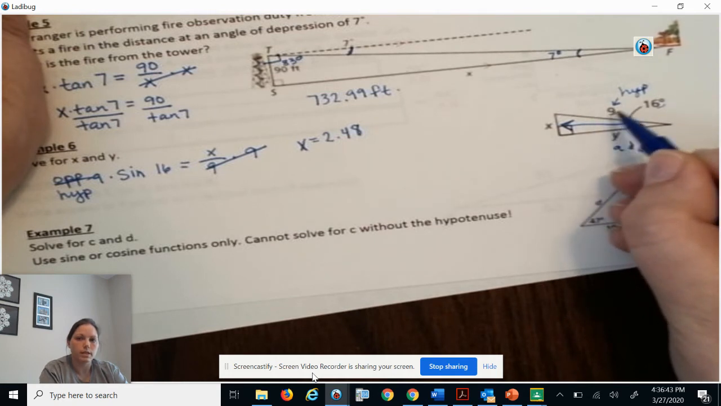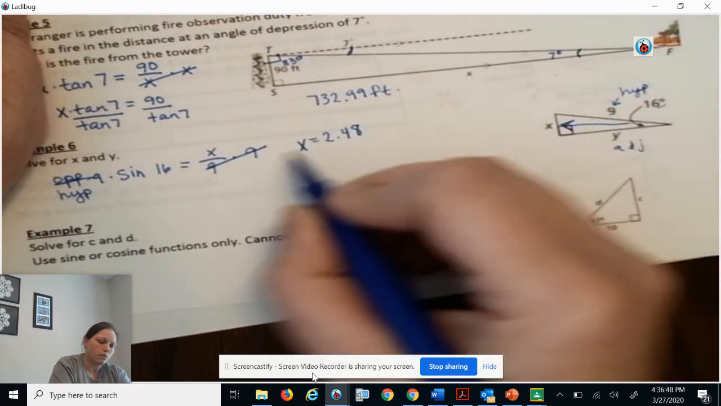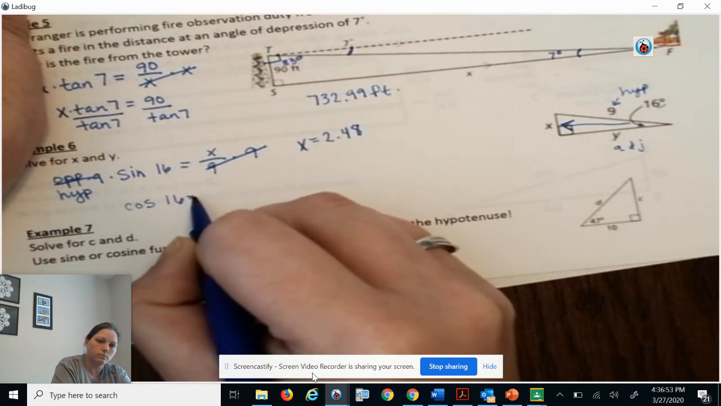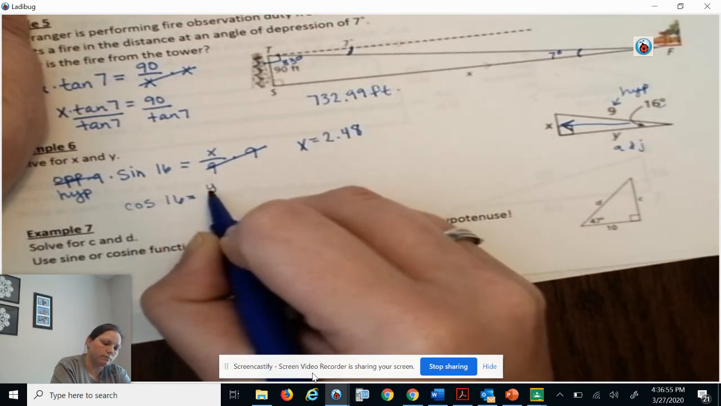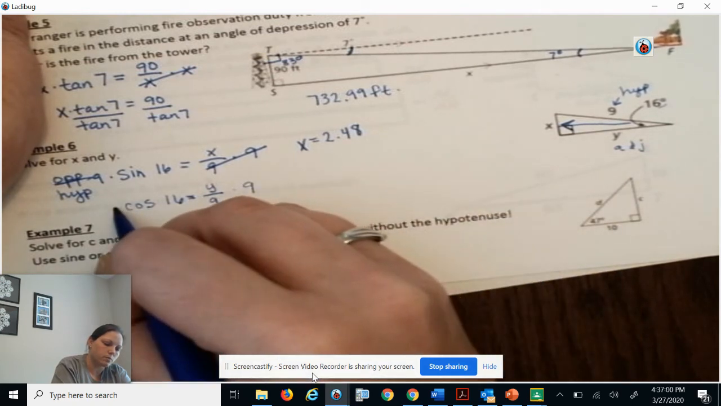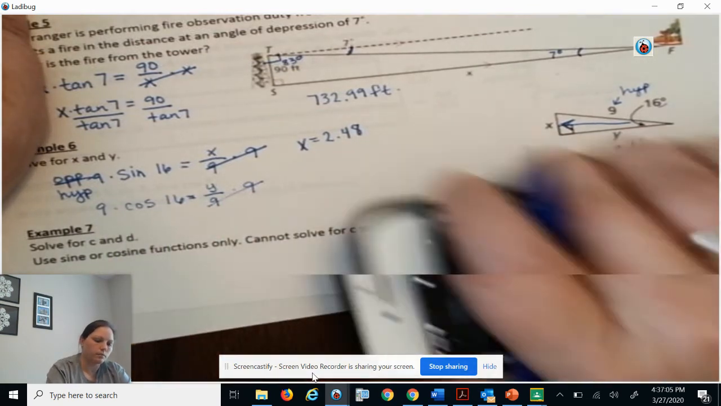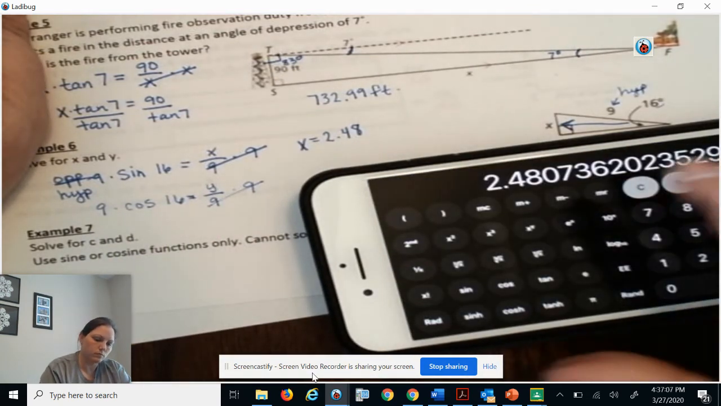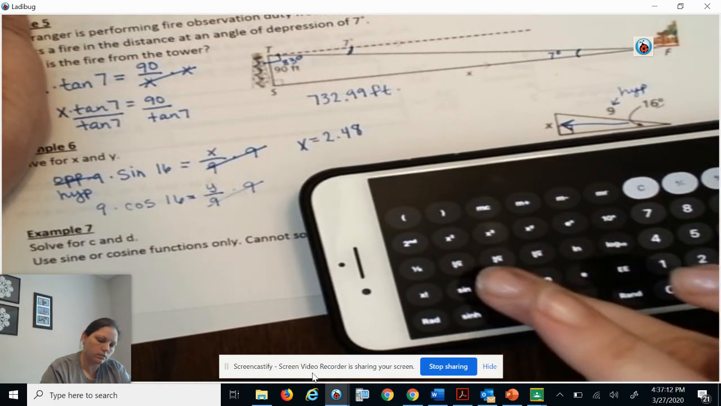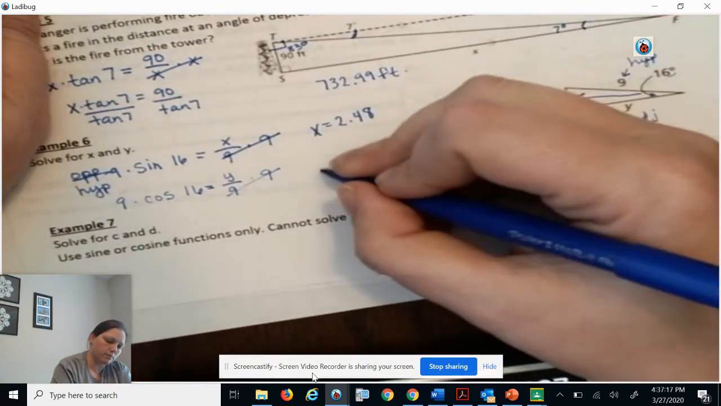So we're going to use that 9, our hypotenuse. We have adjacent and our hypotenuse, which means we have to use the cosine of our given angle. Adjacent was y, hypotenuse was 9. So we'll get rid of the fraction by multiplying. And we put it in our calculator. 9 times cosine of 16, 8.65.